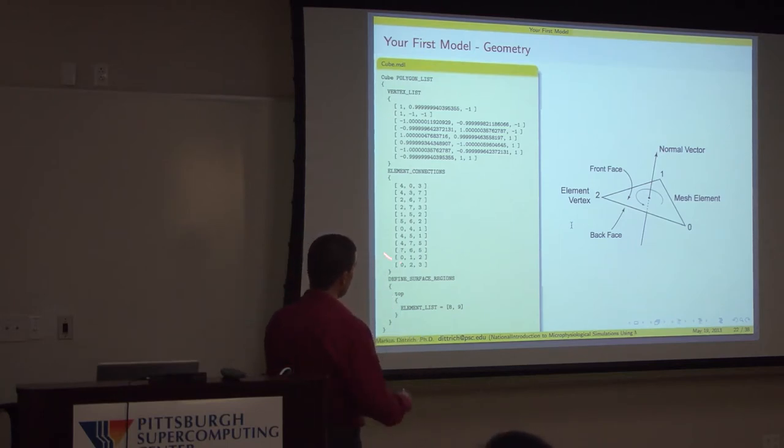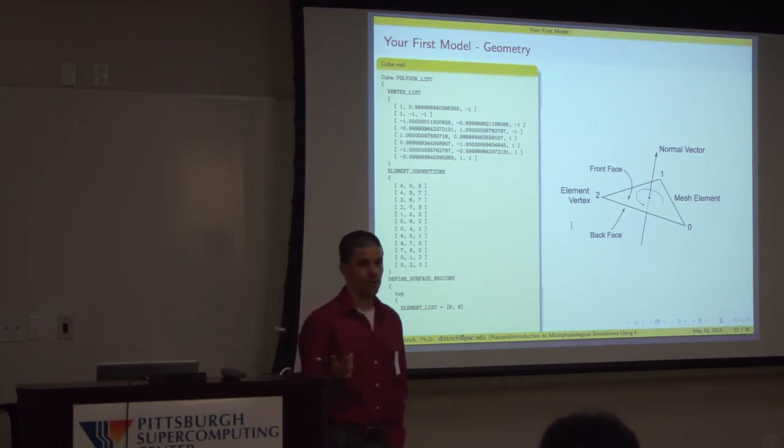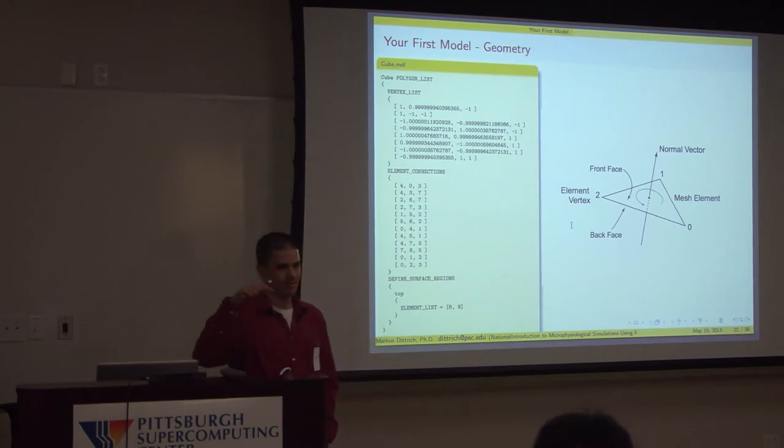So basically, this describes the cube. Since we have a cube, we have 8 vertices, right? 1, 2. And we have how many faces? How many triangles, sorry?